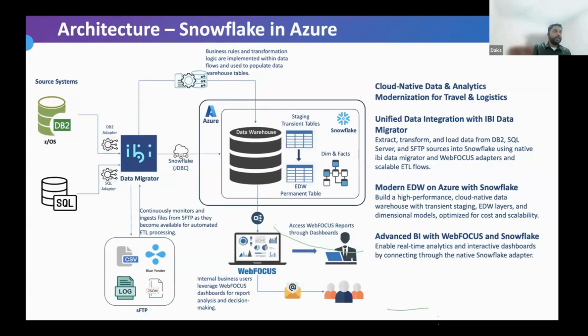And we are loading data inside of Snowflake using Data Migrator. The same adapter connectivity is used for the reporting needs as well, so it is retrieving data from Snowflake, right? What's worth highlighting here is that Snowflake is known for its data sharing capabilities, right?